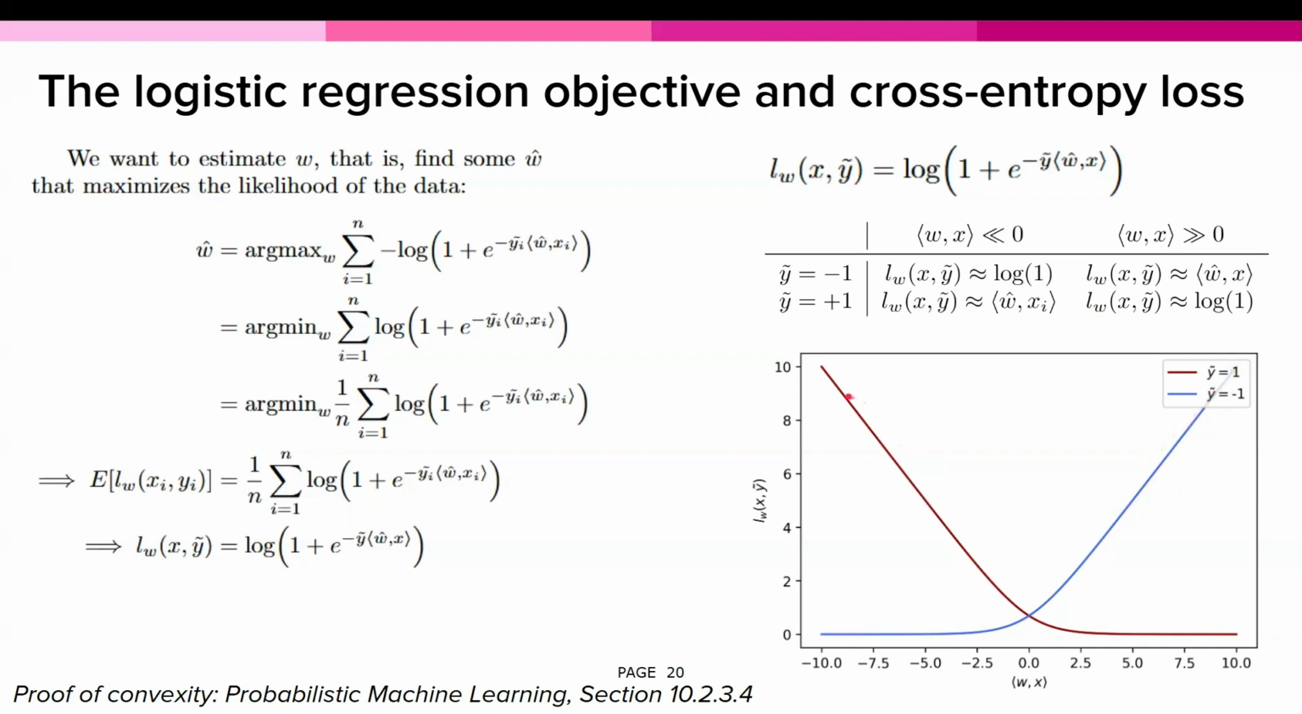On the other hand, if the true class label was positive and we're outputting a very negative number, then we're going to suffer a huge loss. But if we're outputting a large positive number and the true class is positive, then there will be very, very low loss, close to zero loss.